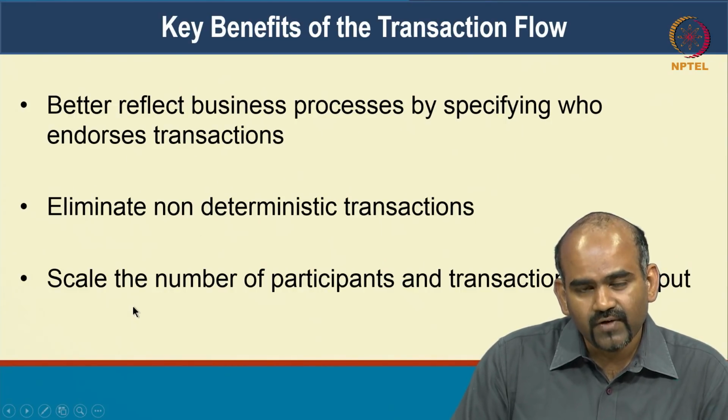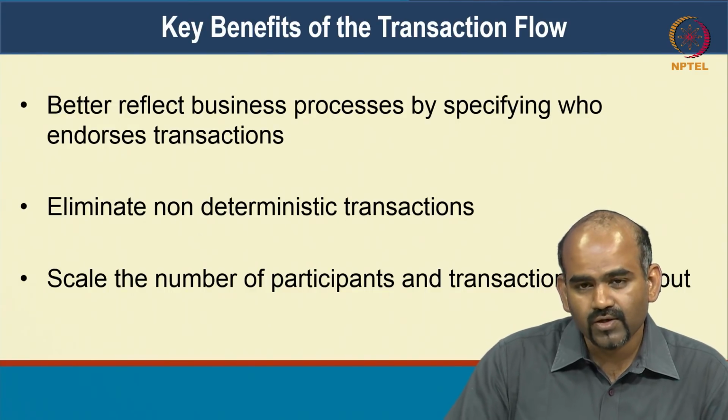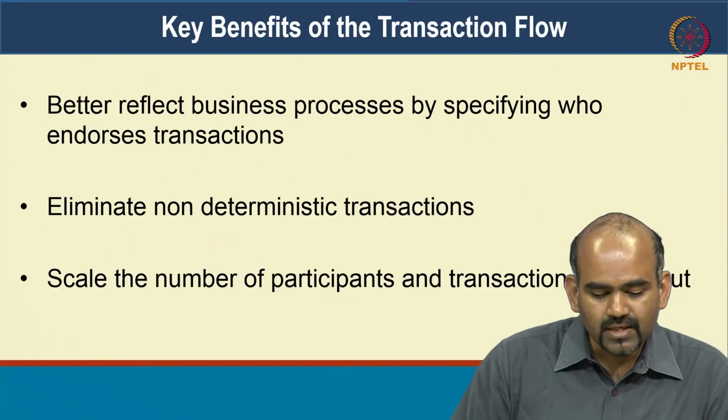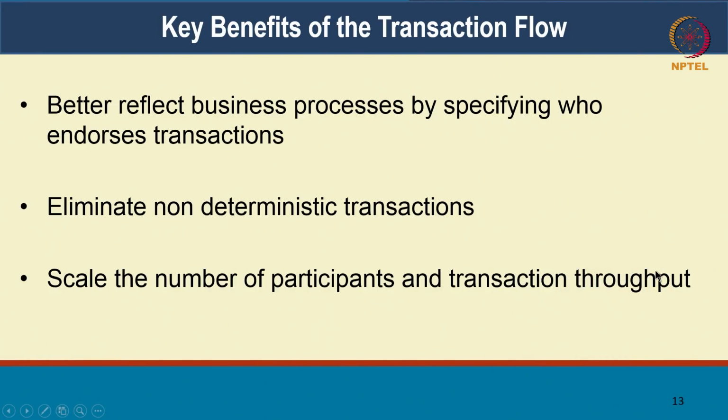And the other advantage of separating out endorsers versus committers, and also doing the endorsements first, is to be able to scale in the number of participants and really scale in the transaction throughput. So think of it, let's say I have a 20 node network. It's possible that there are 4 sets of 5 nodes. Let's say the 20 is divided as 4 sets of 5 nodes.